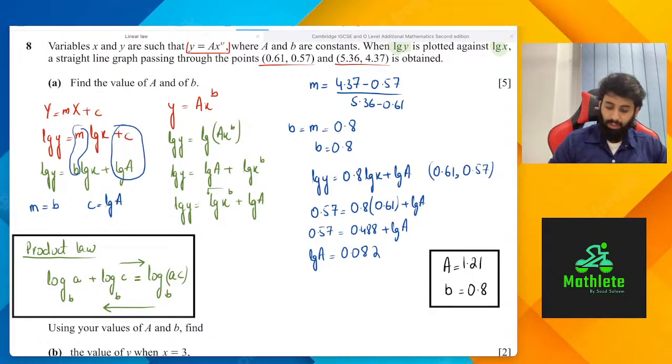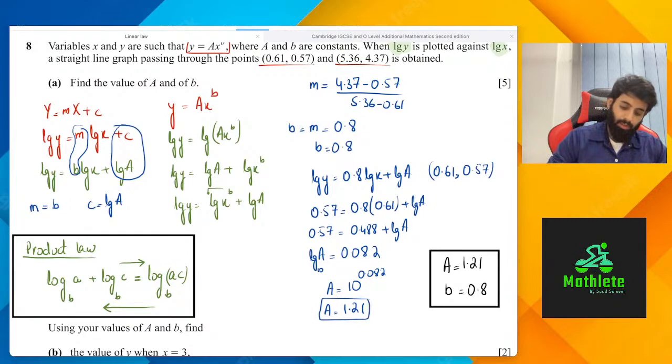Now how will we work out the value of A? To find the value of A, remember the base of LG is 10. So A is going to be equal to 10 raised to the power of 0.082. That means A is equals to, let's work this out, 10 to the power of 0.082. So 1.207, which we will make 1.21, and that gives us the value of A.